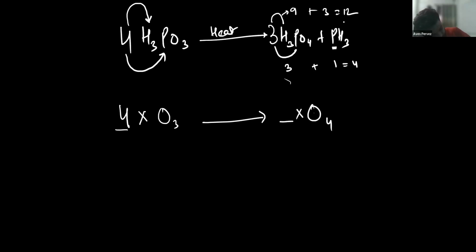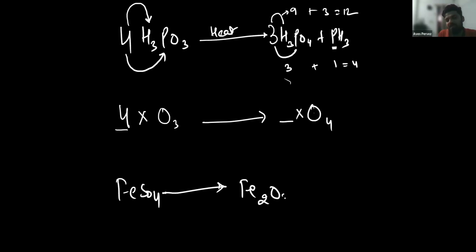Okay. Balanced. Now try to balance this one. FeSO4, when heated, gives you Fe2O3 plus sulfur dioxide plus sulfur trioxide. Balance this.